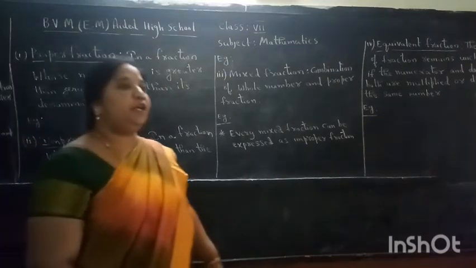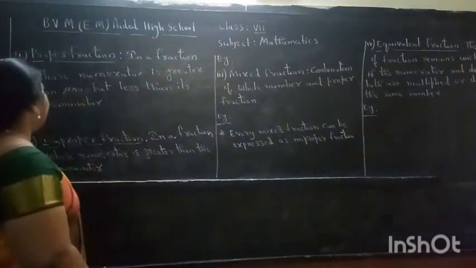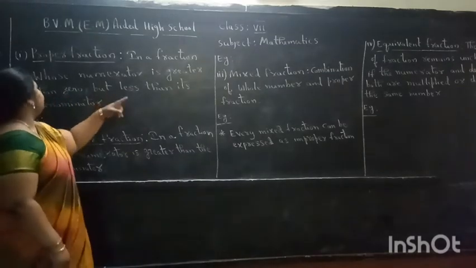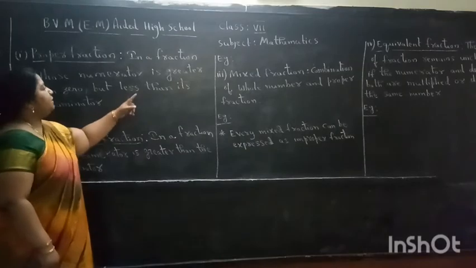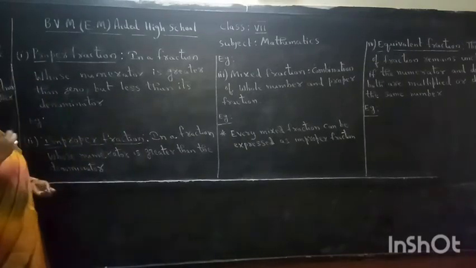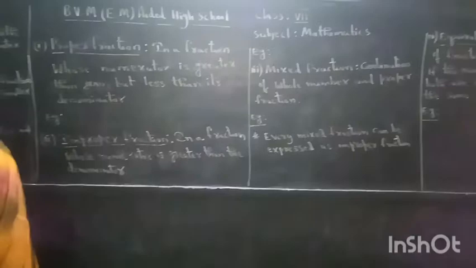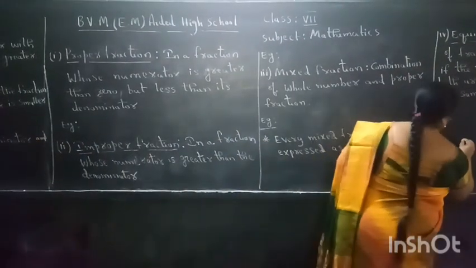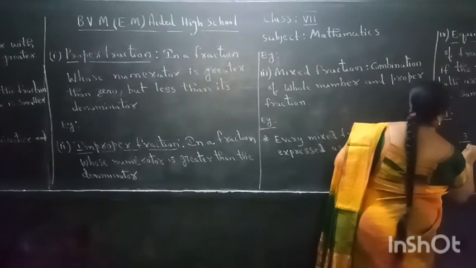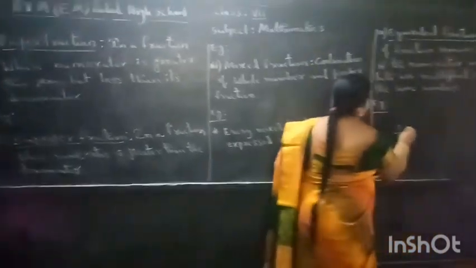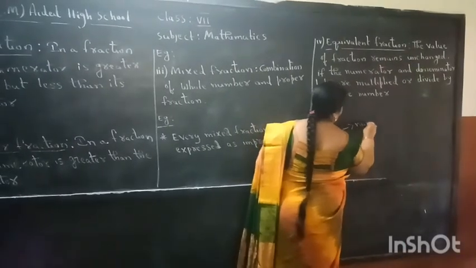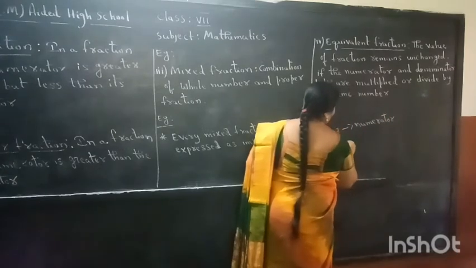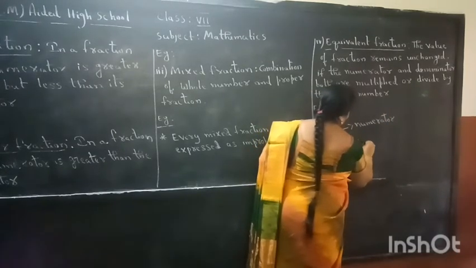Okay, ma'am. Types of fractions. So first, proper fraction. What is a proper fraction? A fraction whose numerator is greater than 0 but less than its denominator. What is the numerator? What is the denominator? You see here 3 by 4. 3 is the numerator. 4 is the denominator.